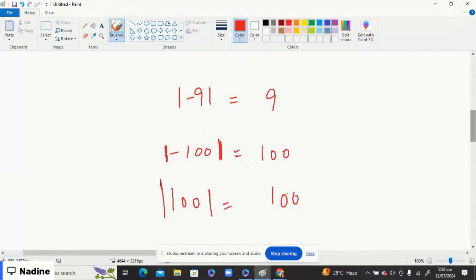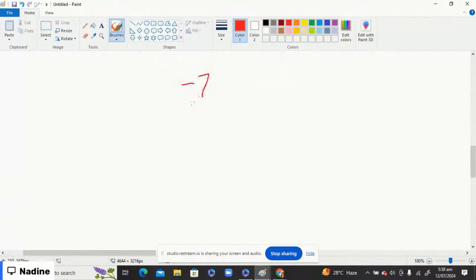Okay, what is the meaning of opposite? Opposite means, for example, if I write negative 7 here and ask what is the opposite of negative 7, you say positive 7. If I write here and ask what is the opposite of plus 5, you say negative 5. Got it? These are the differences between the opposite and the absolute values. Now let's do some test questions.